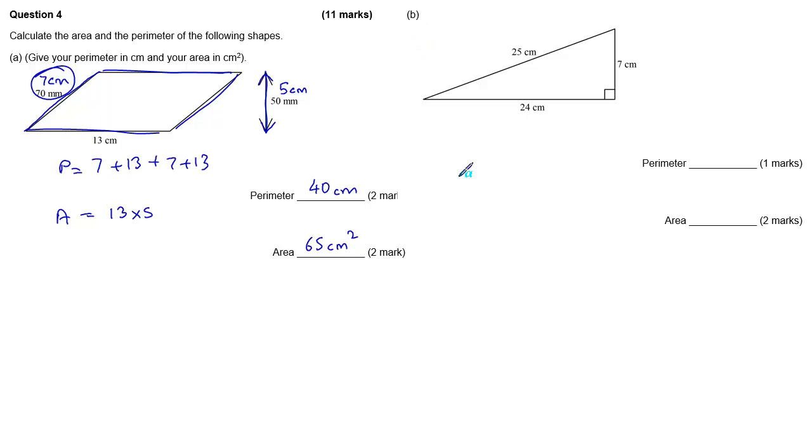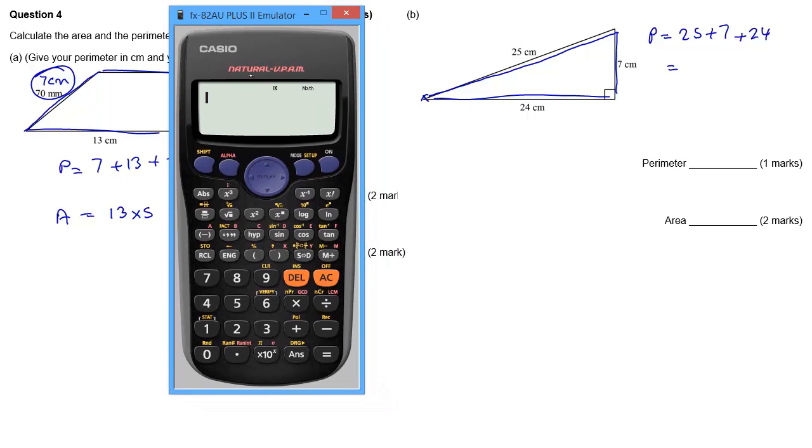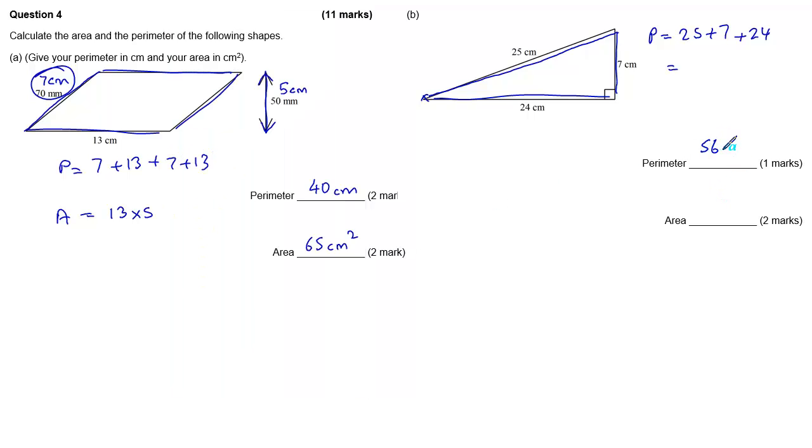So, now moving to part B, look at the perimeter of this. So if we're walking around this shape, we go up this way, that's 25, then we've got 7, and then we've got 24. So 25 add 7 add 24 gives us 56 centimetres.